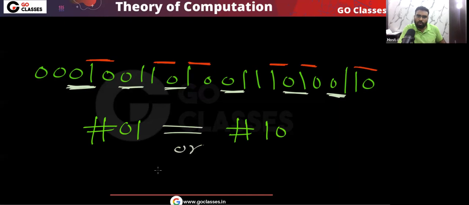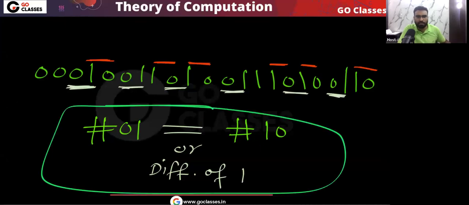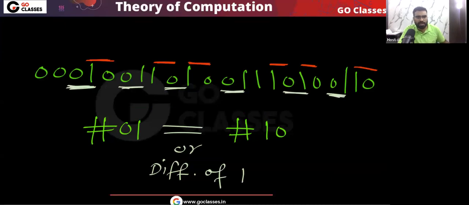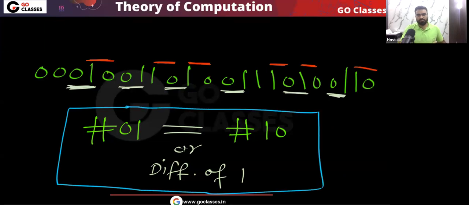Yes or no? This is what I am saying, that the number of 01 and the number of 10, either they will be equal or there will be only a difference of 1. That's it. Okay, only these are the possibilities. Nothing else is possible. Is this clear? Please tell me. So only these things are possible. Is this clear? Please tell me, did you understand?